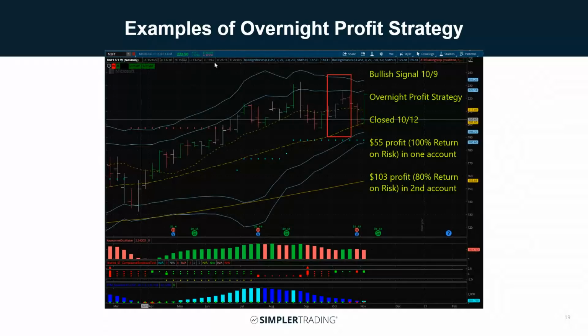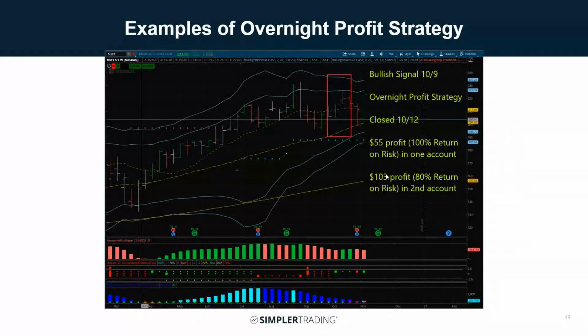So in this case, it was a weekly signal off of Microsoft, a nice bullish divergent bar there. I opened it on the 9th. You know, this wasn't too long ago. Did the overnight profit strategy, closed it on the 12th. And I did this in 2 accounts. In the smaller account I was trading out of, which had less risk, it was a $55 profit per contract, which was 100% return on the risk, right? So it was a $55 risk and a $55 profit in that account.